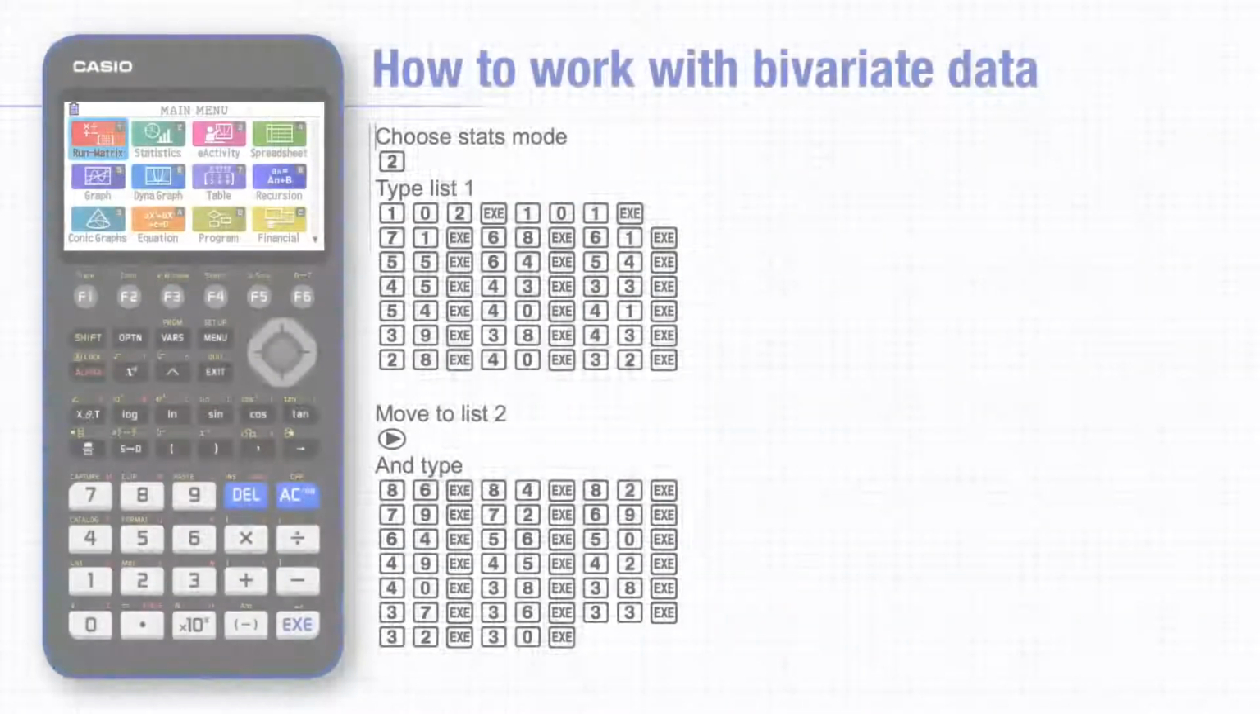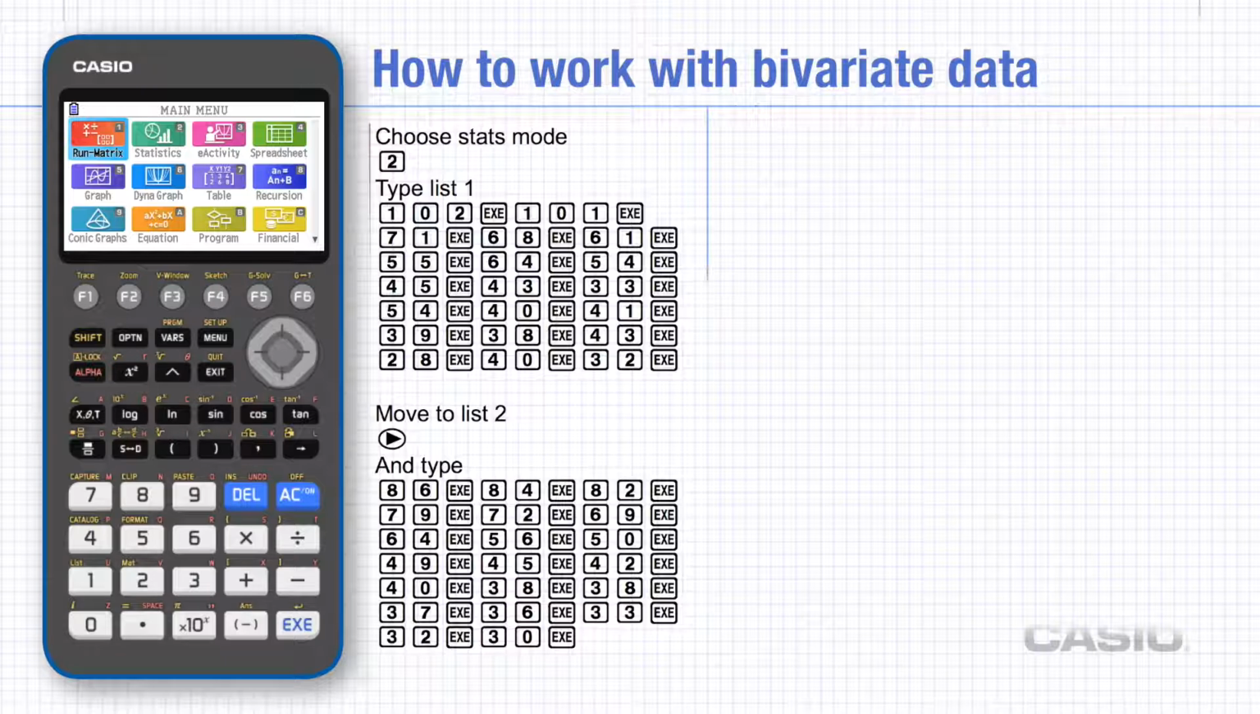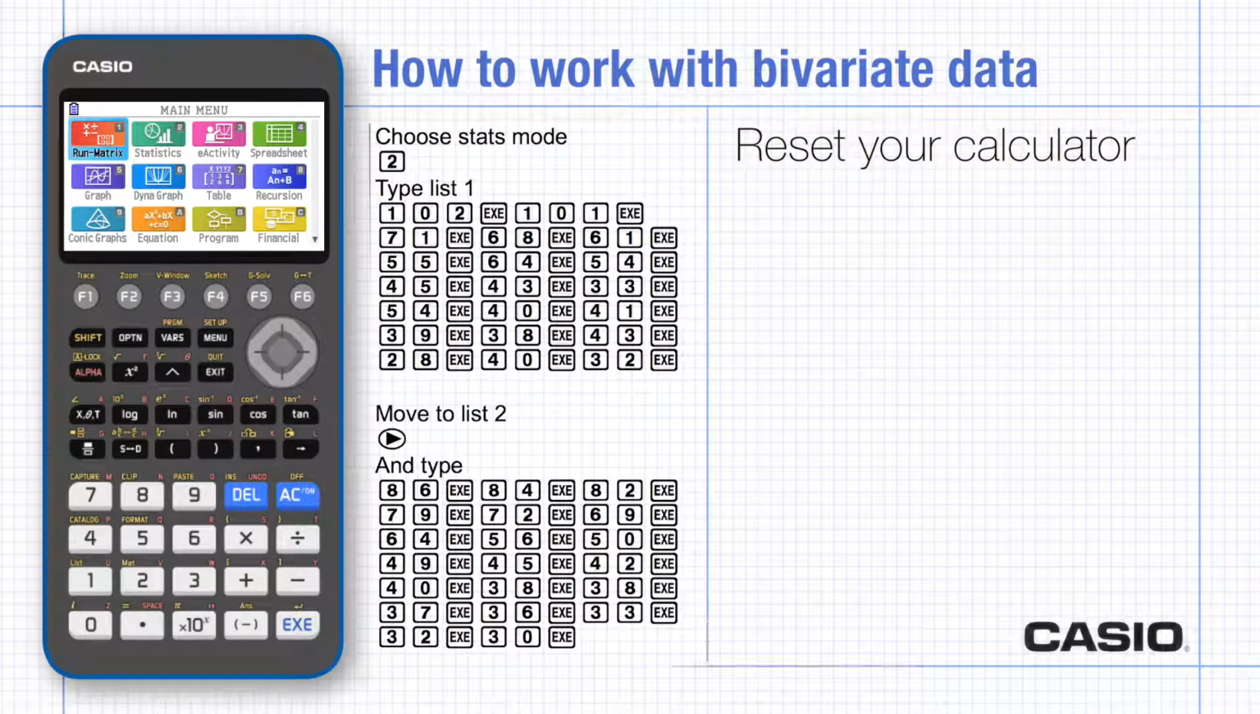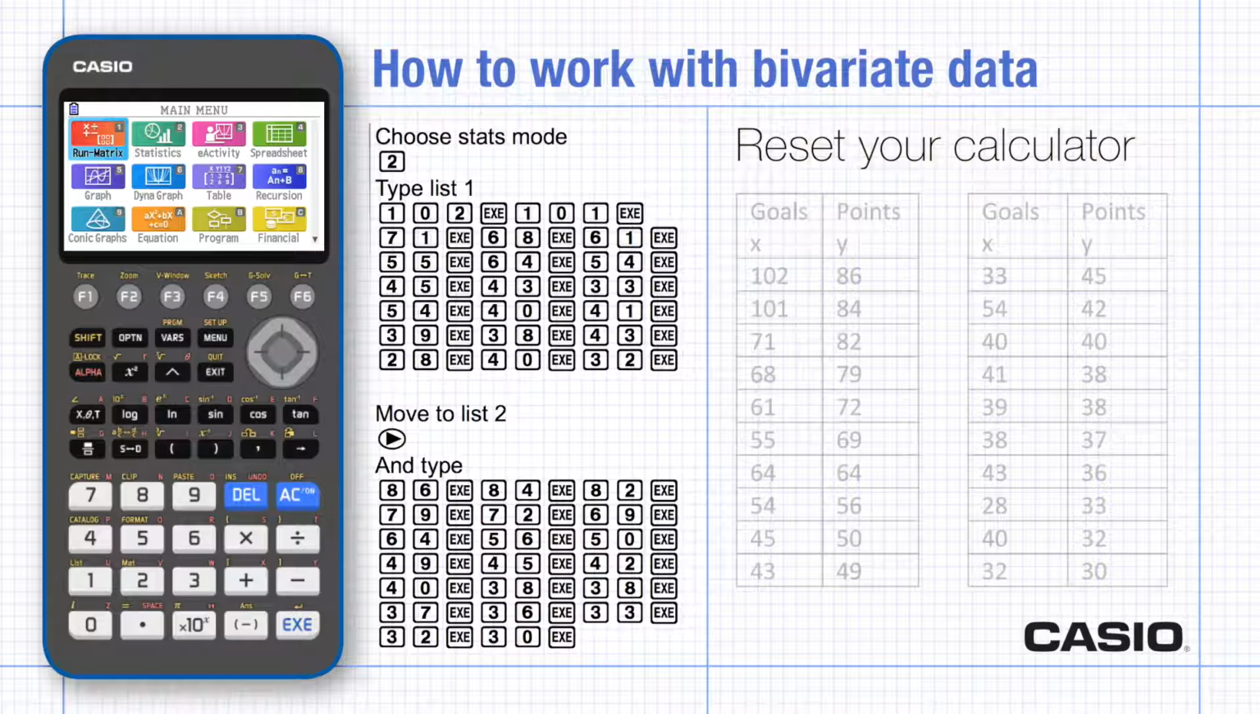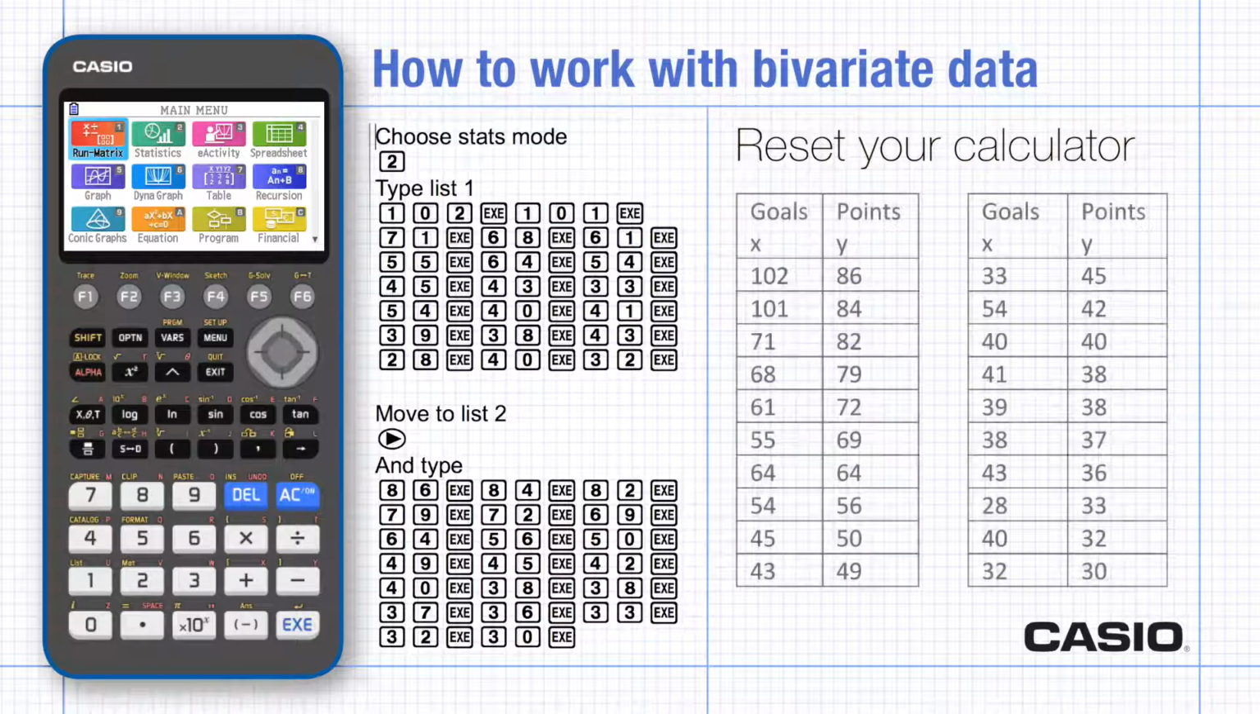In this tutorial, we're looking at how to plot scatter diagrams and how to calculate the correlation coefficient and the coefficients of the regression line. The data set here is the number of goals scored and the number of points for teams in the Premiership in a season. You may find it easiest to reset your calculator before starting so that your screen matches the one in the video.